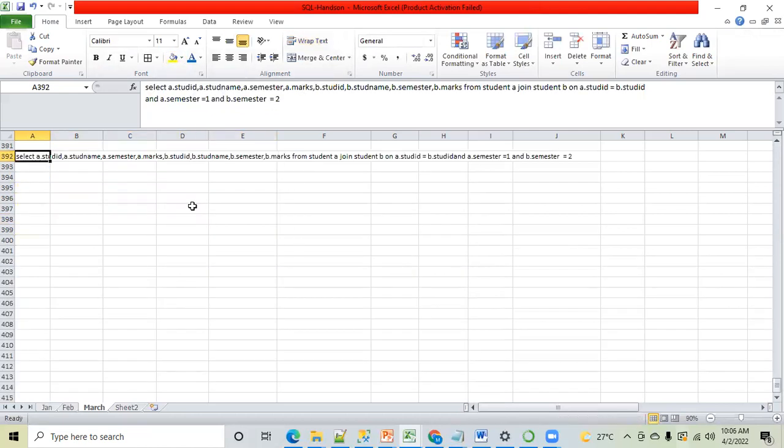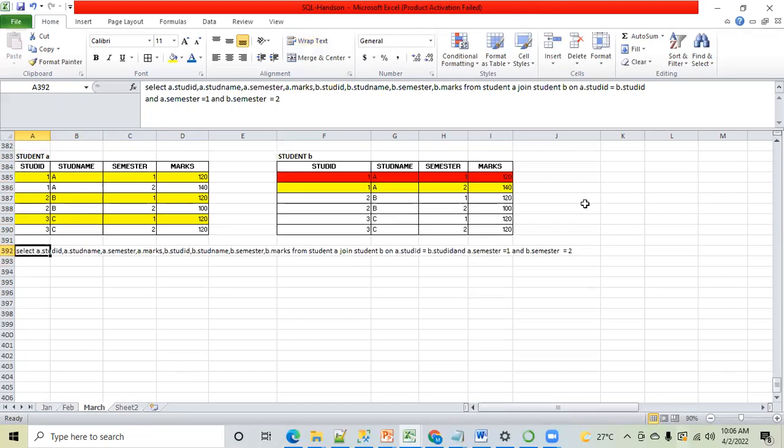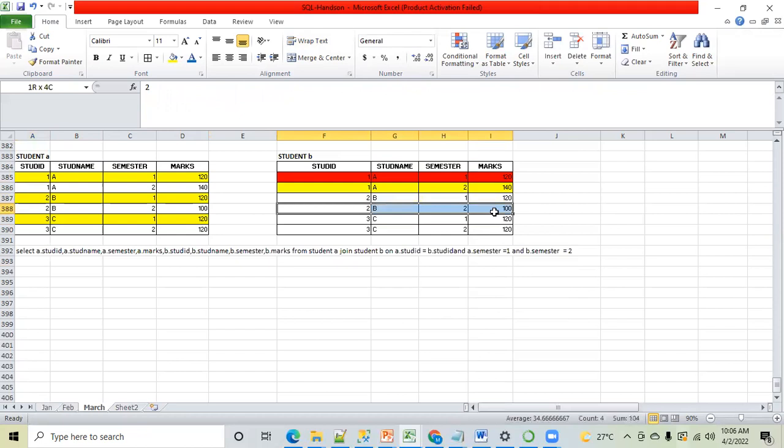And from the second, which data am I taking? Only the second semester. I'm telling the SQL engine that I want only second semester data from the B table. B is this table. Now my question is, why am I doing this?